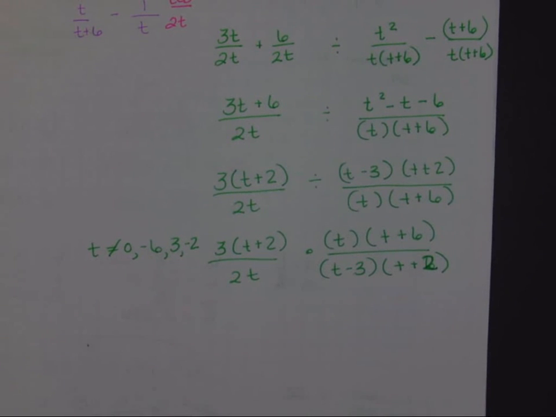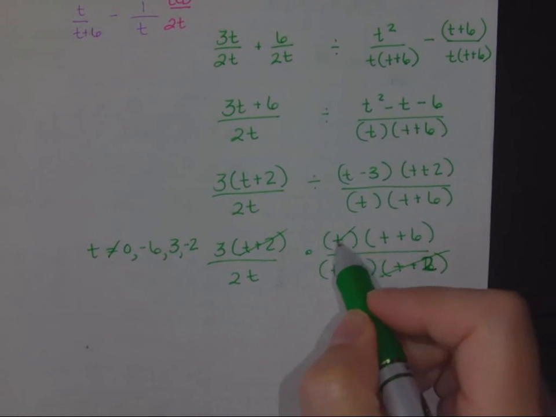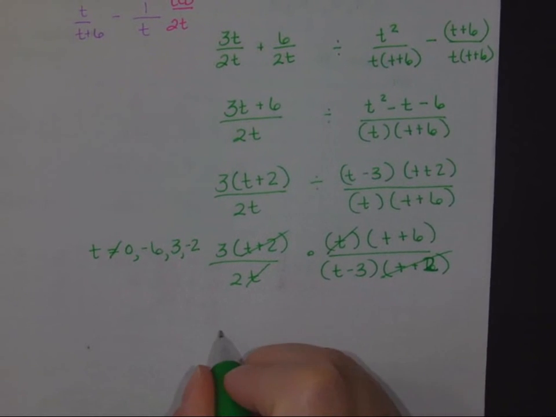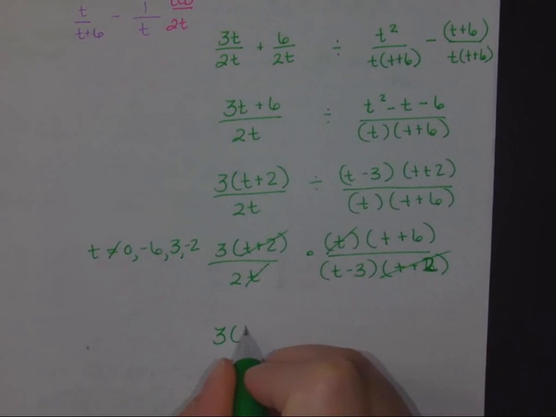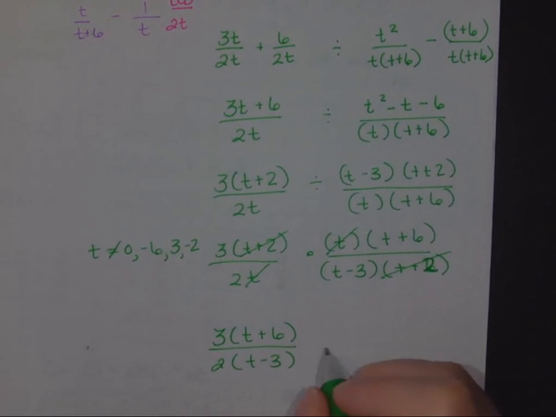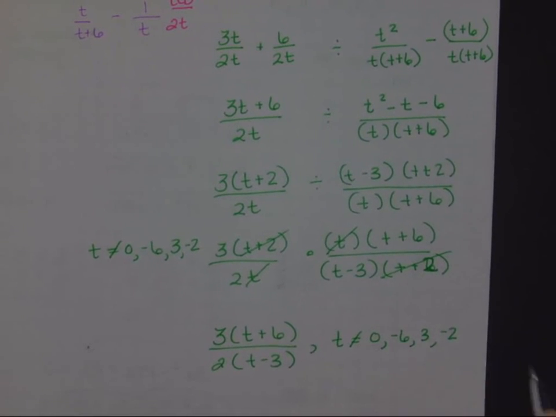Everything's multiplied, so we can start canceling stuff out. This will cancel with that, and this t will cancel with that t. There's not too much else I can cancel, so I'm going to have 3 times t plus 6 over 2 times t minus 3, where t cannot equal 0, -6, 3, and -2.